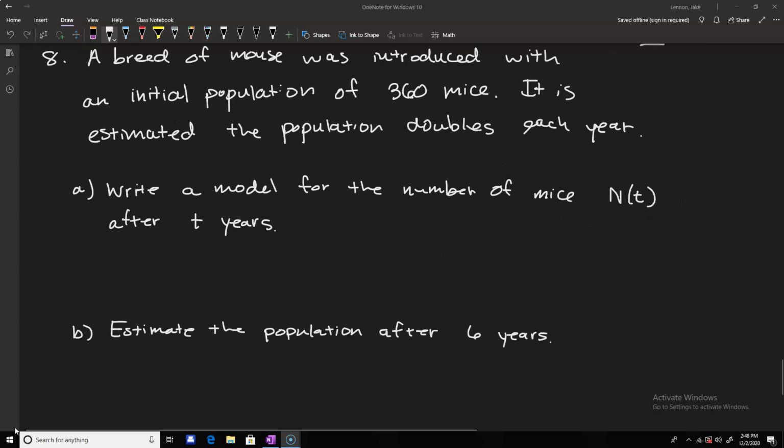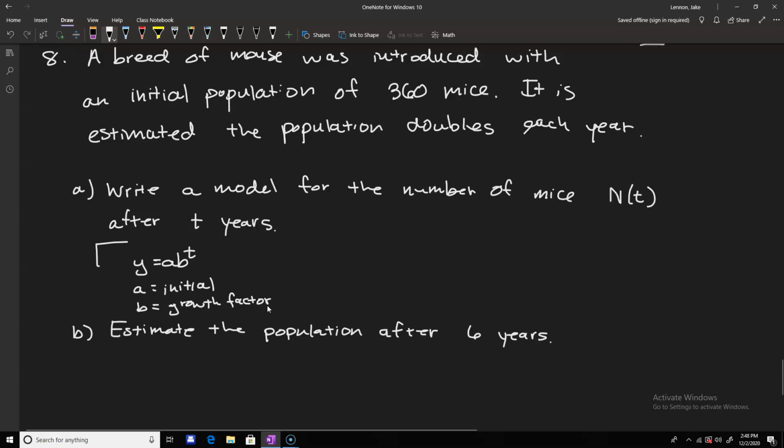Okay, so for number 8 here we have an exponential model. A breed of mouse was introduced with an initial population of 360 mice. It is estimated that the population doubles each year. So A, write a model for the number of mice n of t after t years. This is actually pretty easy because we know in general an exponential formula looks like y equals a times b to the t, where a is the initial amount and b is the growth factor per unit time step.